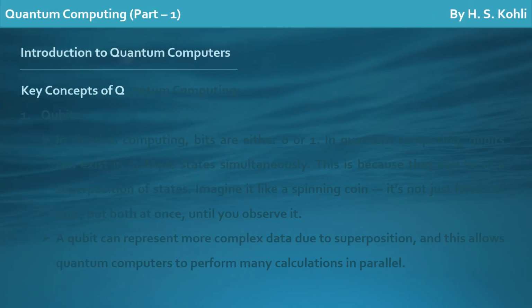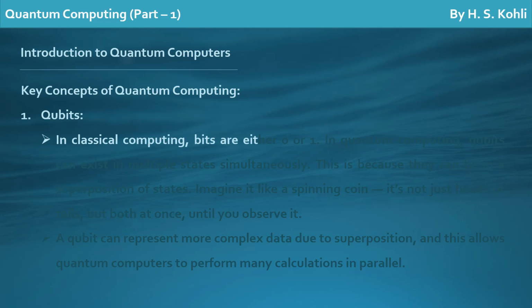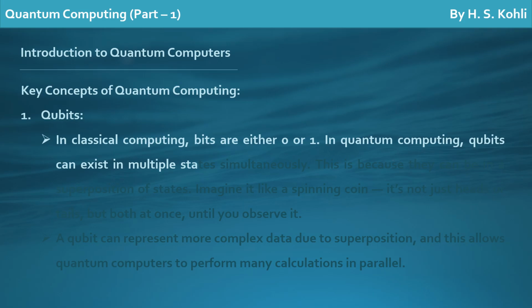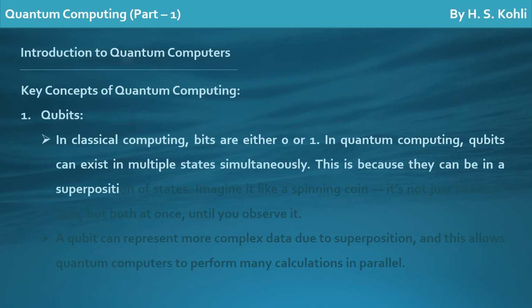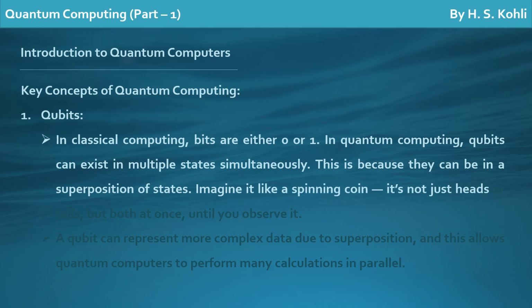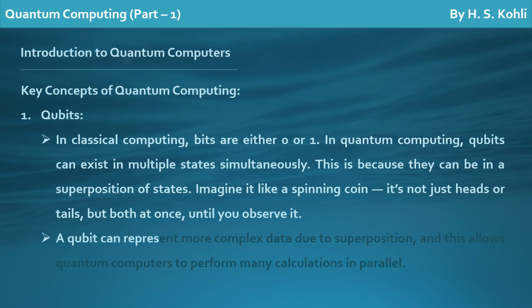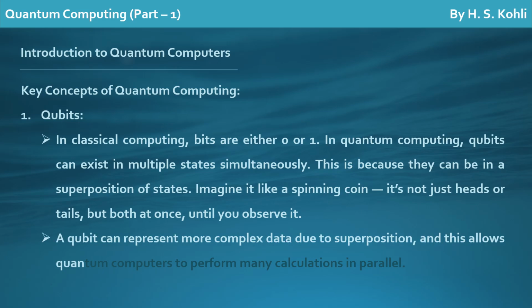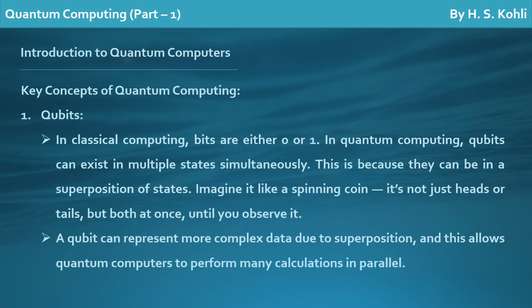Key concepts of quantum computing: 1. Qubits. In classical computing, bits are either 0 or 1. In quantum computing, qubits can exist in multiple states simultaneously. This is because they can be in a superposition of states. Imagine it like a spinning coin. It's not just heads or tails, but both at once, until you observe it. A qubit can represent more complex data due to superposition, and this allows quantum computers to perform many calculations in parallel.